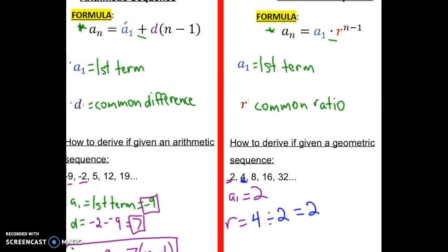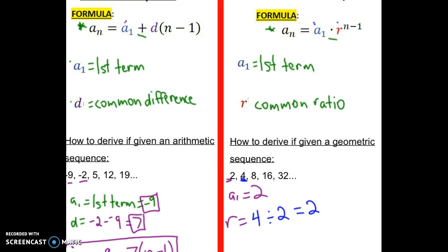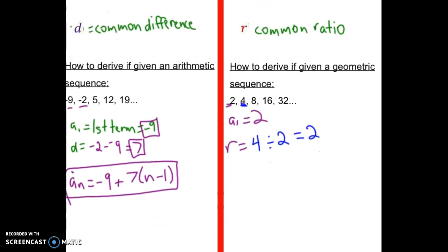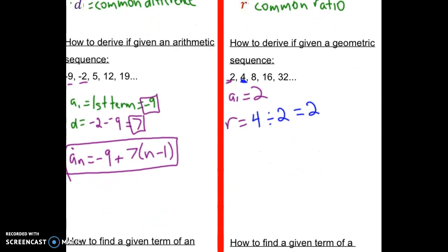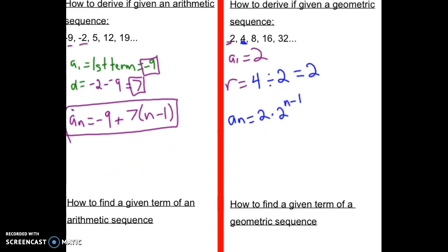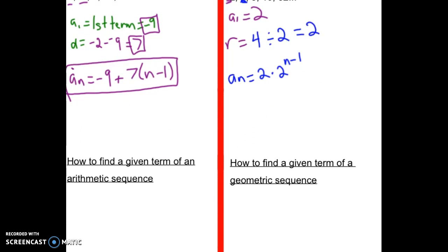I replace a sub 1 up here with 2, and I replace r with 2. Happens to be the same thing in this case. So I have a sub n equals a sub 1, which is 2, times 2 raised to the n minus 1. And I'm done. That is the explicit formula for my geometric sequence.